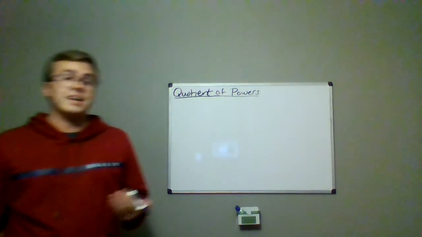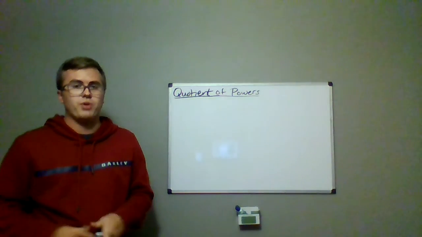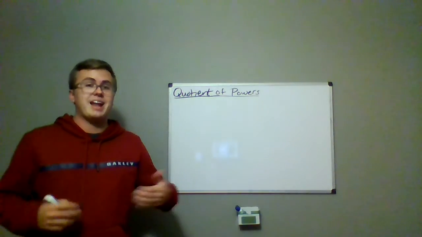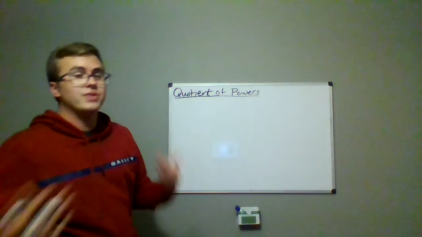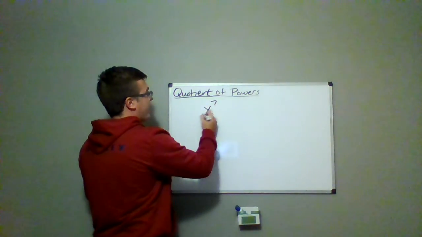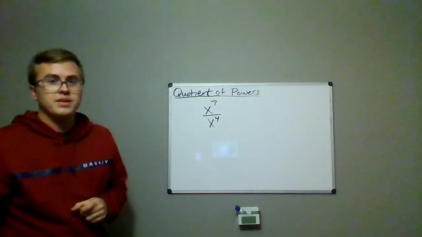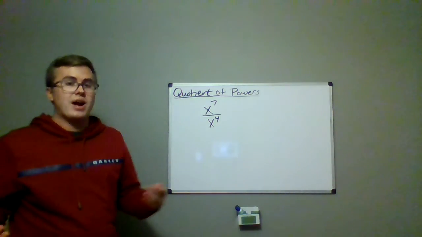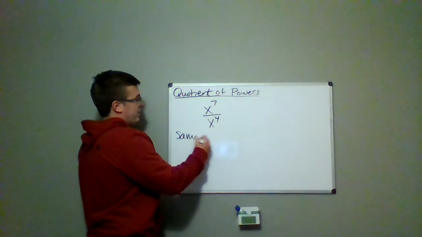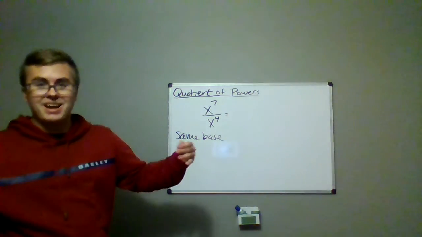All right, so the next one is called quotient of powers, and it's very, very similar to product of powers. Remember, quotient means division, the answer to a division problem. So this is like if we have x to the 7th power divided by x to the 4th power. I'm going to do that same process. We have the same base. It has to be the same base again. So in this one, I'm going to expand it and then simplify it.